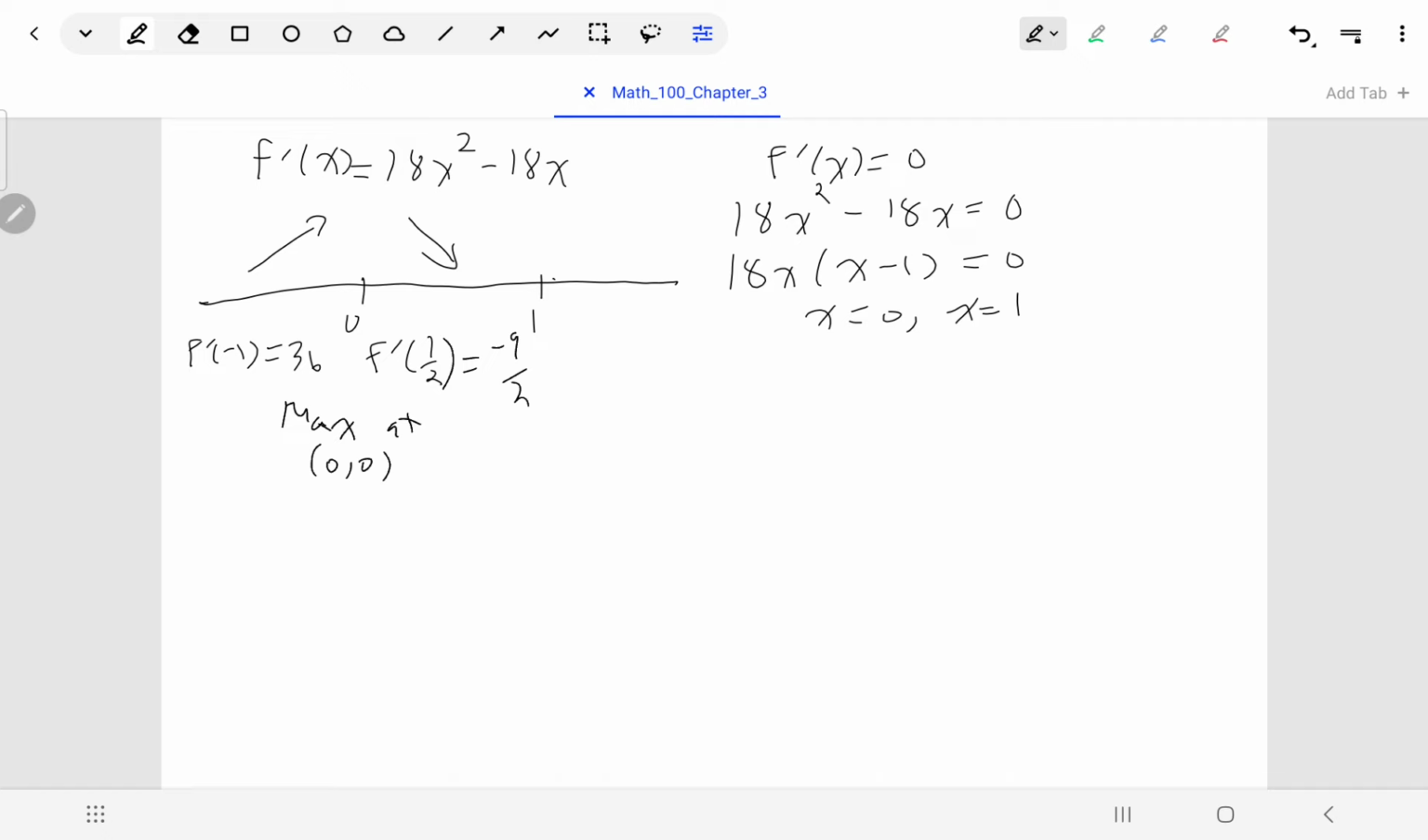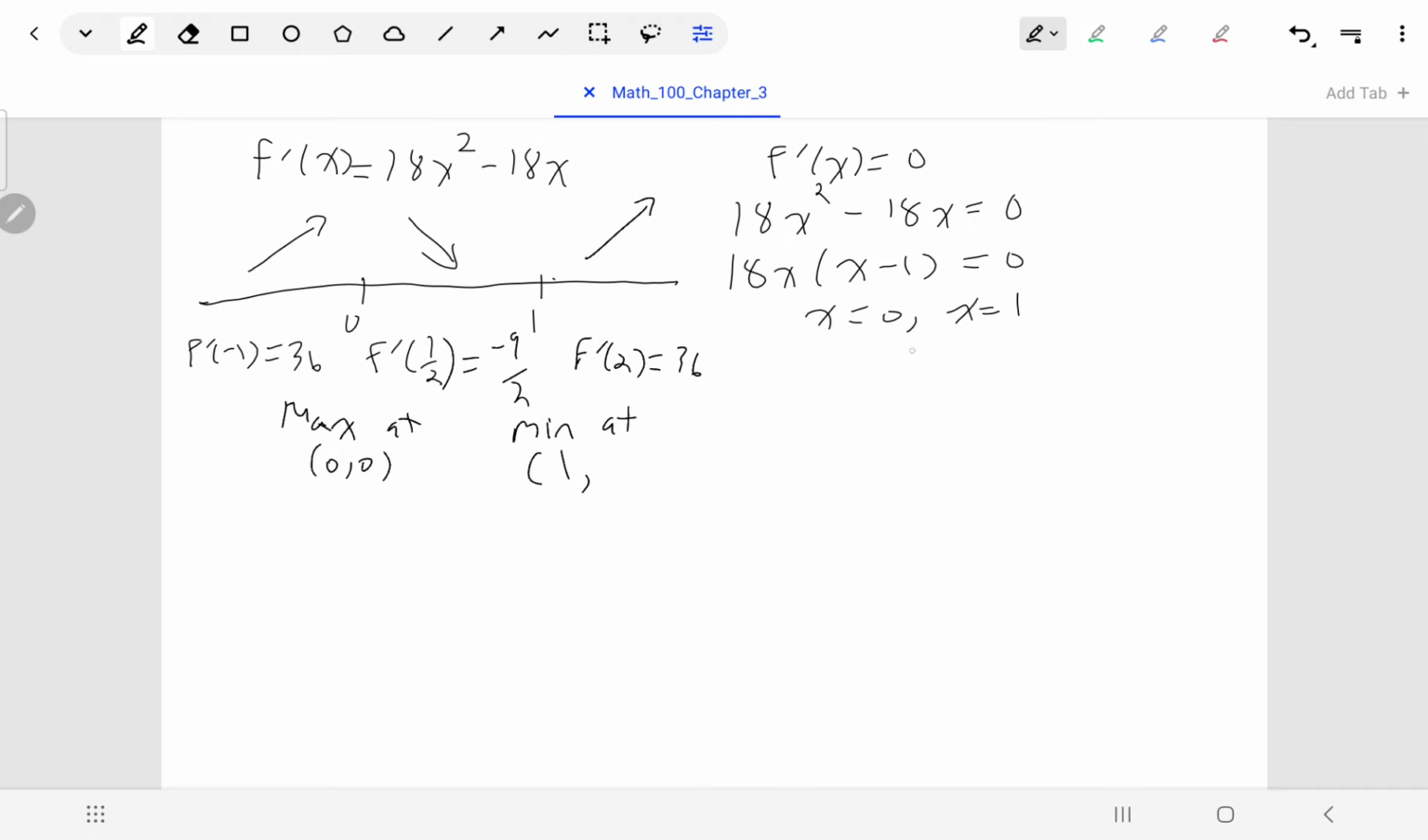And now if I look at bigger than 1, if I were looking at, let's say, positive 2, and looked at what happens to my derivative, I'd get positive 36, which means we're increasing. So that means we also have a minimum now. I know that I decrease to 1 and followed by increasing afterwards. And so I have a minimum at x equal to 1.